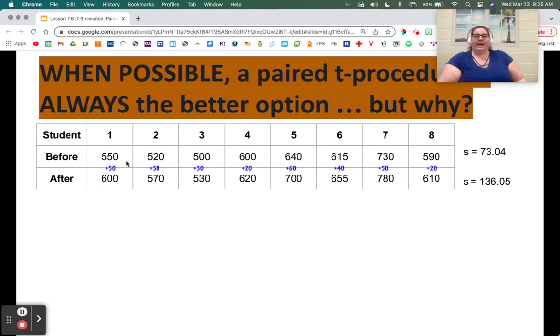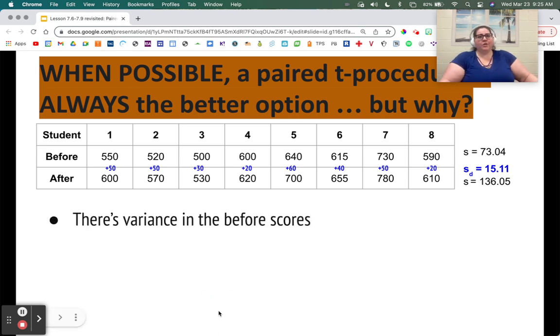Whereas if I look at it as an improvement, if I think, okay, this is the same student, so instead of looking at it as two different numbers, why don't I just look at it as how much did they improve? So if I'm looking at it as an improvement in scores, those difference numbers, the standard deviation of the differences is really small. It's only 15. So all of a sudden we have way less variation in our data than we did when we did it as a two sample. Less variation means more exact answers.